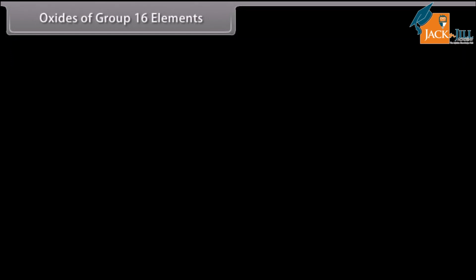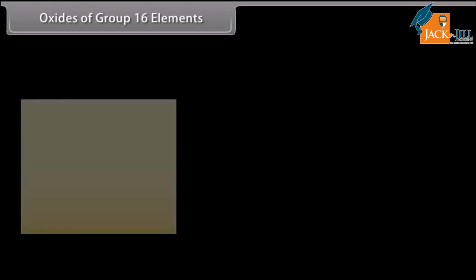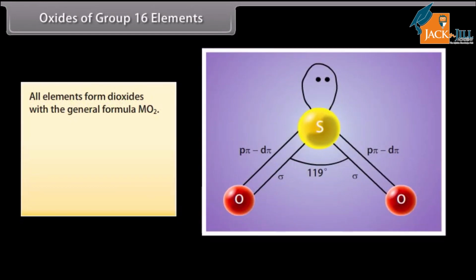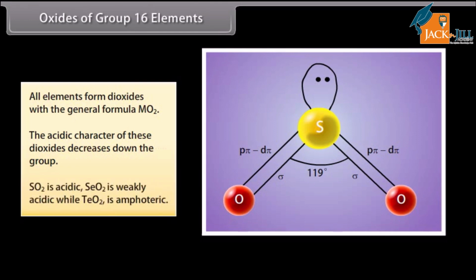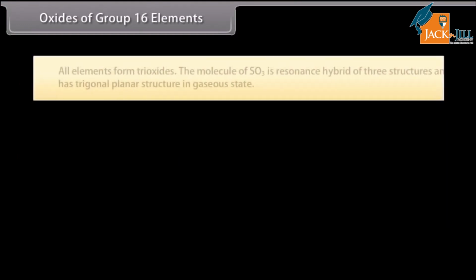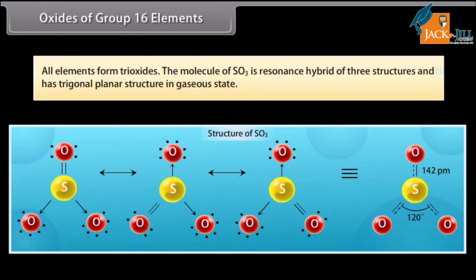Oxides of group 16 elements. All elements form a variety of oxides. All elements form dioxides with a general formula MO2. The acidic character of these dioxides decreases down the group. SO2 is acidic, SeO2 is weakly acidic, while TeO2 is amphoteric. All elements form trioxides. The molecule of SO3 is a resonance hybrid of these structures and has a trigonal planar structure in gaseous state.